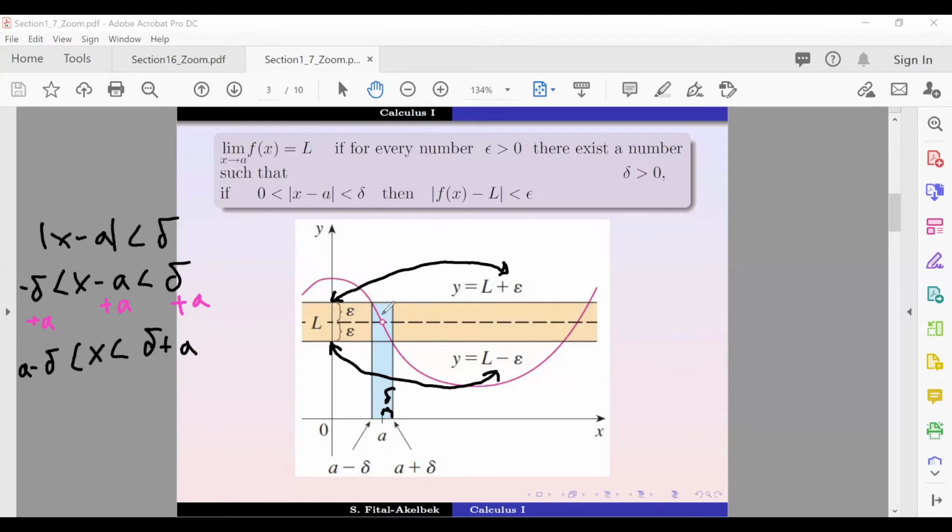So this is the function, this is my limit L. The values are very close to each other. The distance between them is less than the given epsilon. Questions?